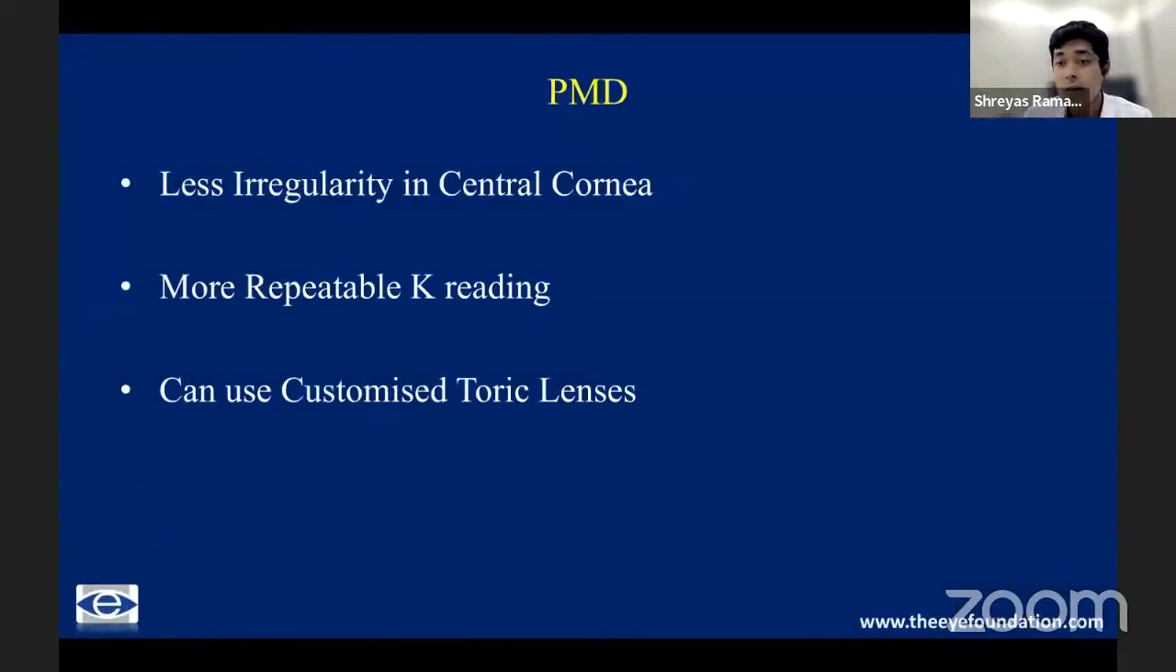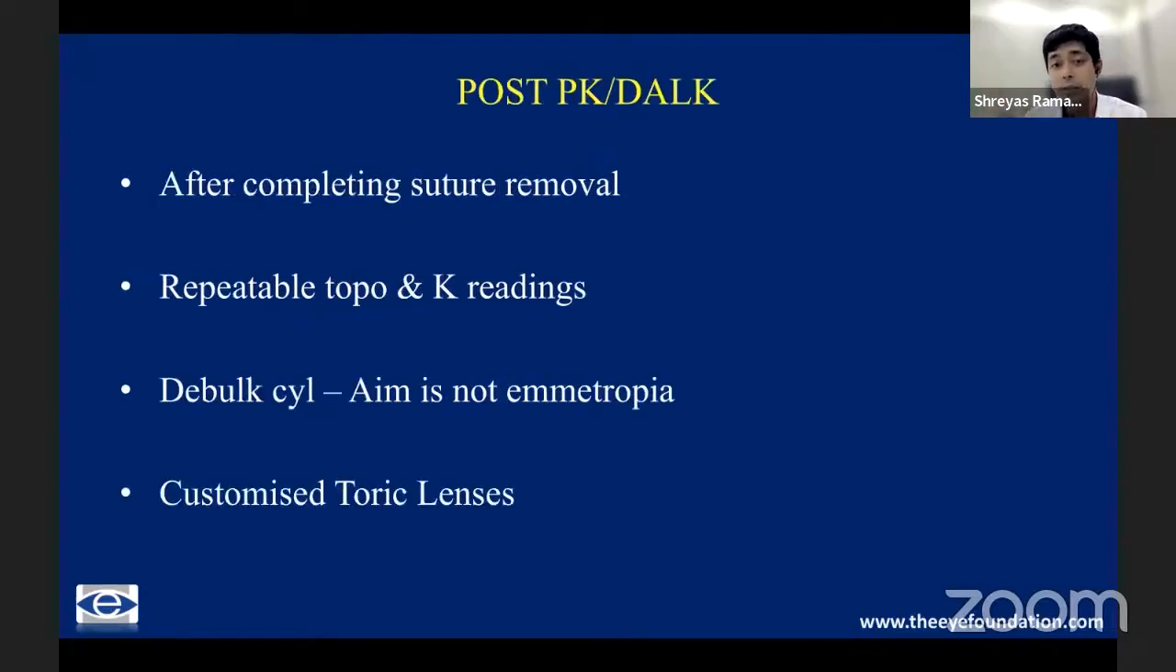PMD is a situation where you have less irregularity in the central cornea, and therefore the K readings are much more repeatable. However, you may have higher degrees of astigmatism, and you may require customized toric IOLs. In post-PK and DALK, it's important that we wait till we complete suture removal. It is not necessary that every single suture has to be removed. There might be situations where you've reached an acceptable level of astigmatism.